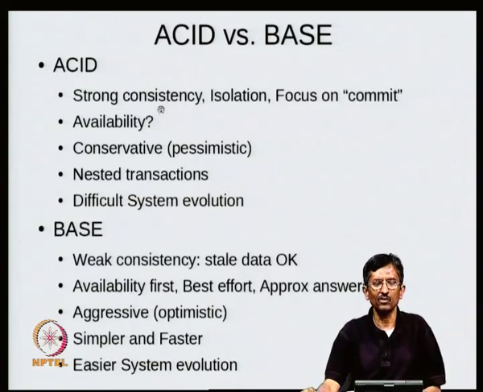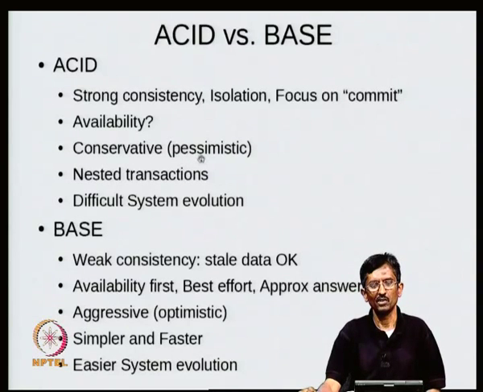So in ACID, the issue is strong consistency and isolation, but availability is not seriously looked at, because availability has to be thrown out. If you want strong consistency, the FLP results come in the way. Therefore, you cannot have both strong availability and consistency. It turns out to be conservative. Because of the need for strong consistency, it will block, it will wait for some situations to become alright before it proceeds. So it's pessimistic. It assumes the worst has taken place, and it will keep waiting till everything seems okay, then it will proceed.